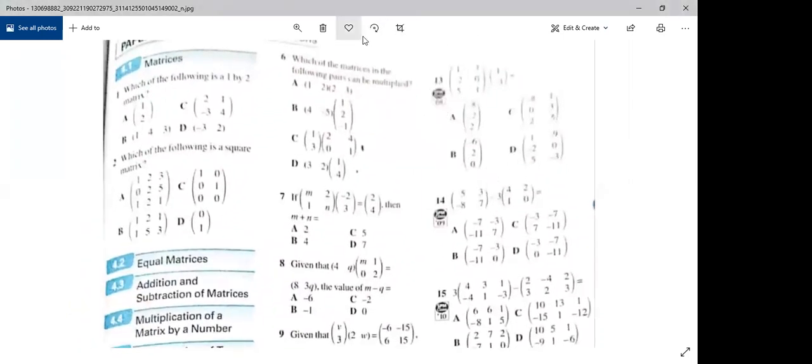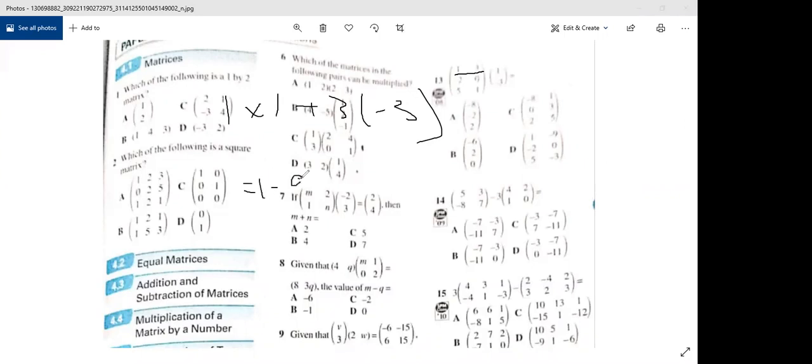So 1 times 1 equals 1. And then 3 times negative 3, so it's minus 9. 1 times 1 plus 3 times negative 3 equals 1 minus 9, so equals negative 8. So the answer is A. A is the answer.